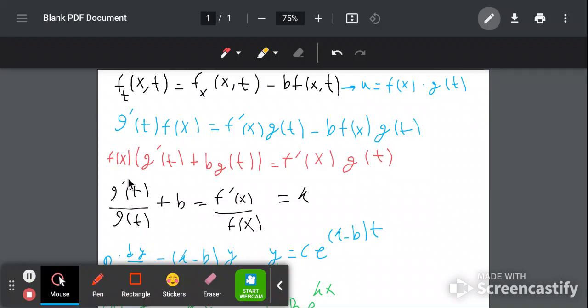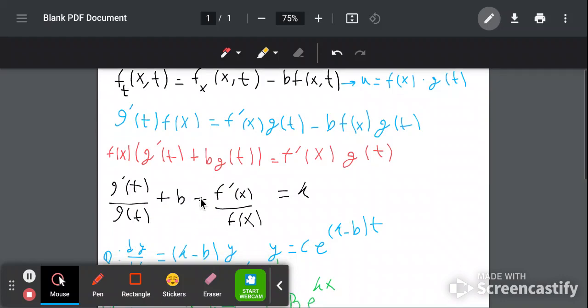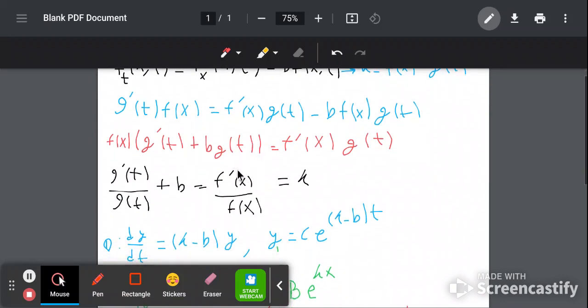And I would get g prime of t over g of t, plus b times g of t over g of t. The g of t cancels, so I'm just left with b, which is a constant. And this is equal to f prime of x over f of x.